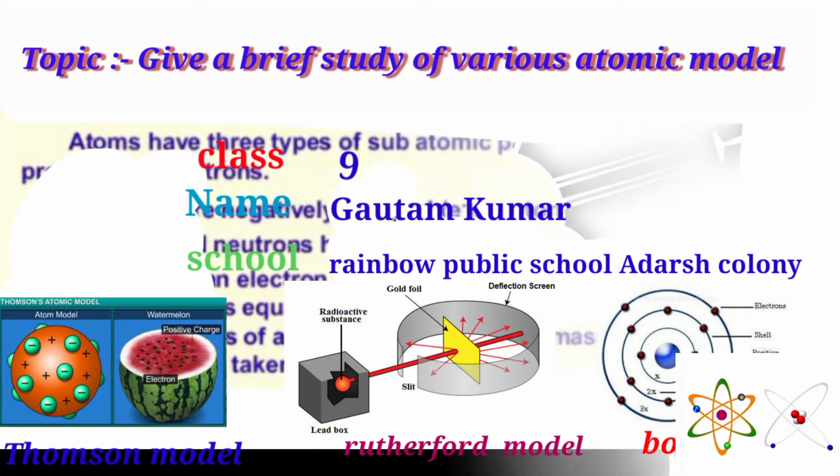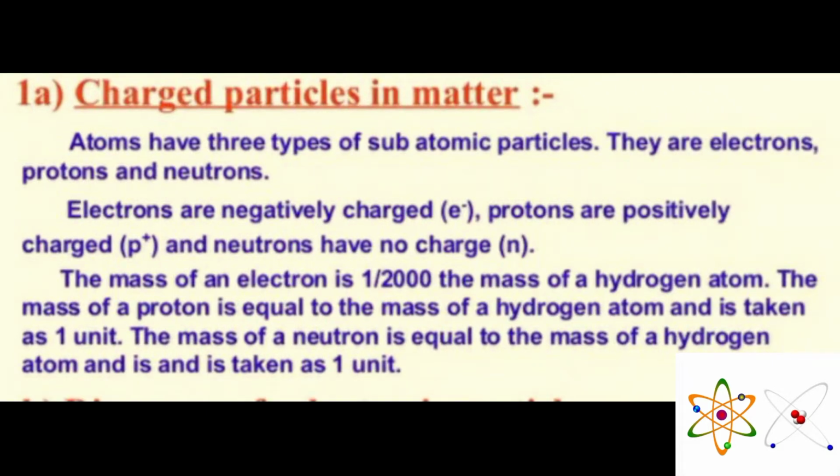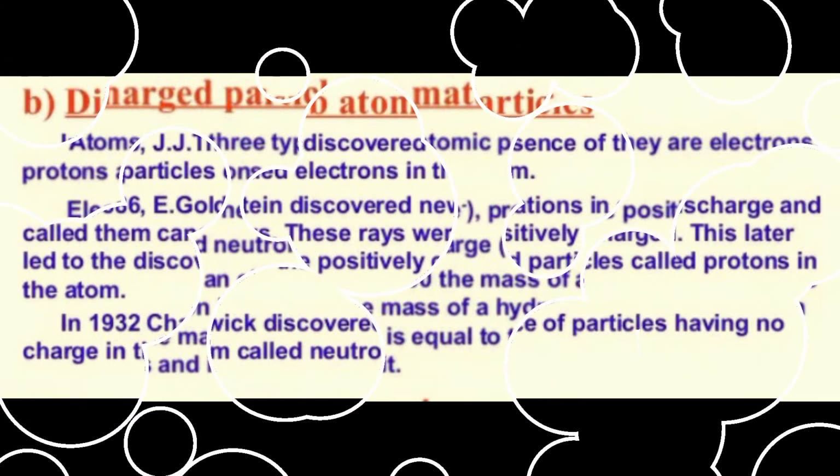Charged particles in atoms. An atom has three types of subatomic particles: electron, proton, and neutron. Electrons are negatively charged, protons are positively charged, and the neutron has no charge. The mass of an electron is 1 upon 2000 of the mass of a hydrogen atom. The mass of a proton is equal to the mass of a hydrogen atom, and it is taken as 1 unit. The mass of a neutron is also equal to the mass of a hydrogen atom and is taken as 1 unit.